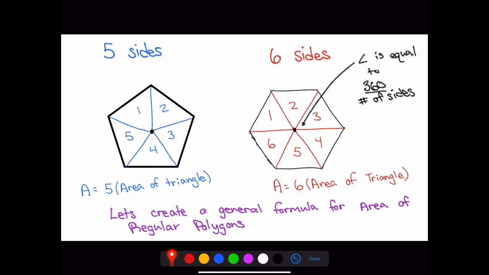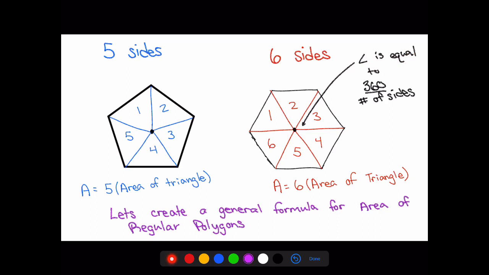So if we look at this, the area would equal 5 times the area of one of these triangles. Likewise, for our 6-sided shape, the area is equal to 6, because 6 triangles, times the area of one of them. Now, this angle right up here is very important for us.